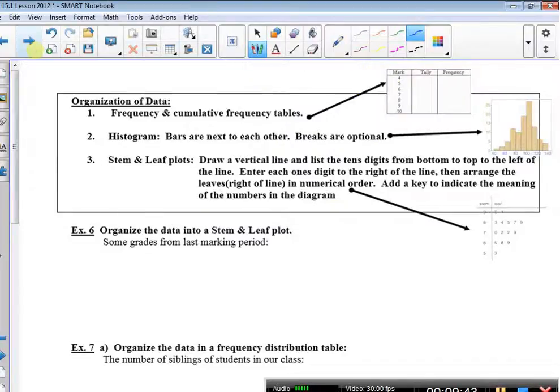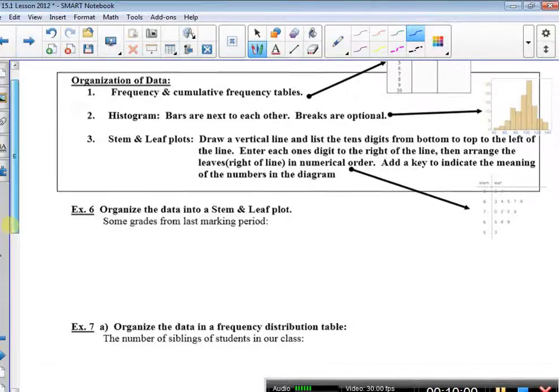Okay, so next we're going to look at organization of data, histograms, and stem and leaf plots. Okay, so you have your frequency and cumulative frequency tables. Histograms, bars are next to each other, breaks are optional. Stem and leaf plots, okay, and that's listed there how to do those.